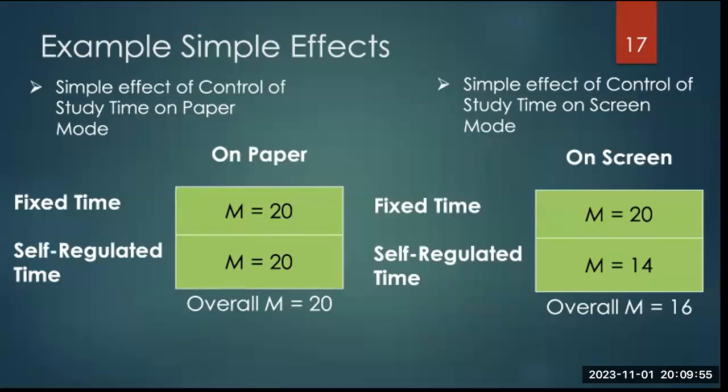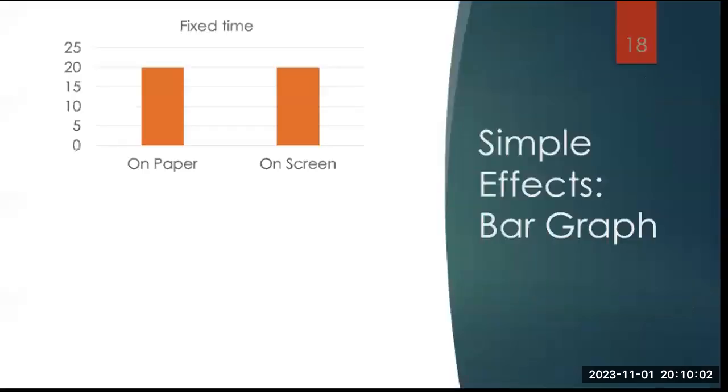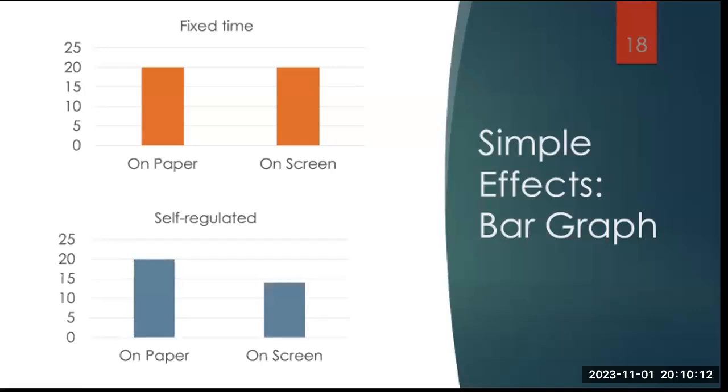So how does this look in a bar graph? Well, now in a bar graph, it's going to be a simple bar graph. So here is a representation of the data. Fixed time, on paper, on screen, same score, no effect. But when we looked at self-regulated time, you'll see that the screen scores are lower than the paper scores.